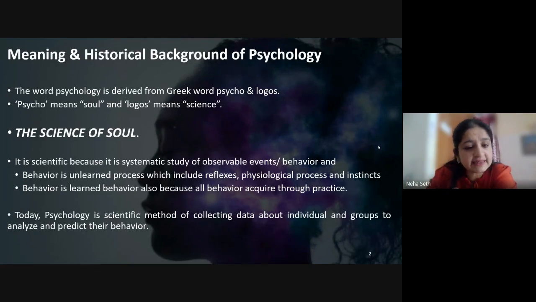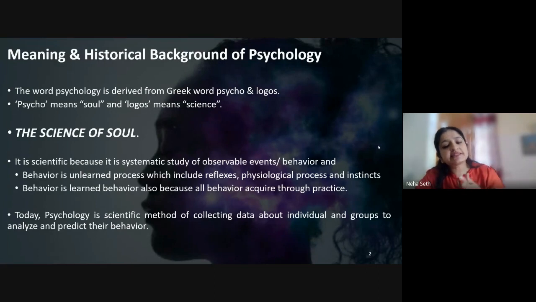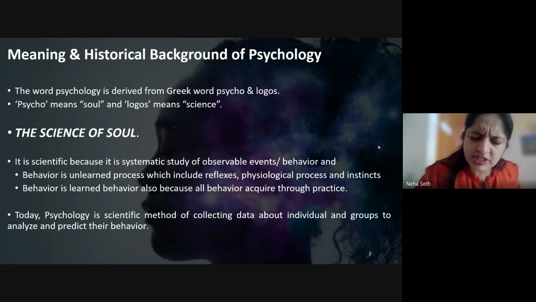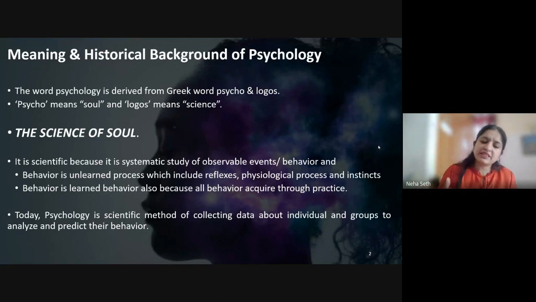So basically, the science of soul, psychology, is a scientific process. And why is it scientific? Because it involves the systematic study of observable events. There are certain events which we can easily observe, and not just events, but behavior can be observed. So there is a systematic method of studying behavior and reaching some conclusion.